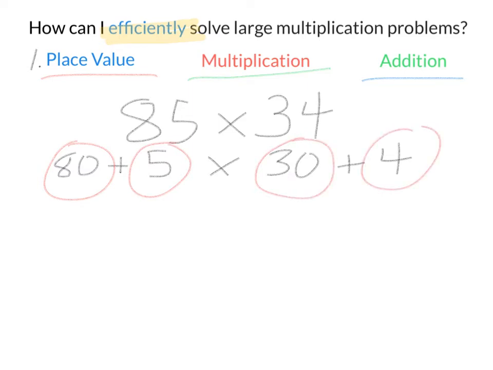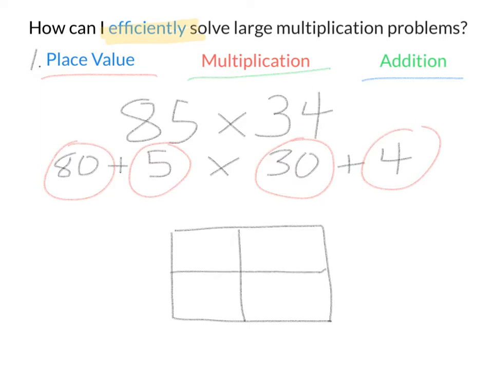Because I have four numbers, I am going to draw a box that has four sections. Not too bad, right? Next, I'm not going to put my numbers in the box, I'm going to put them around them. So there's 80, there's 5, and there's 30, and there's 4. And I have just taken care of step 1, place value.